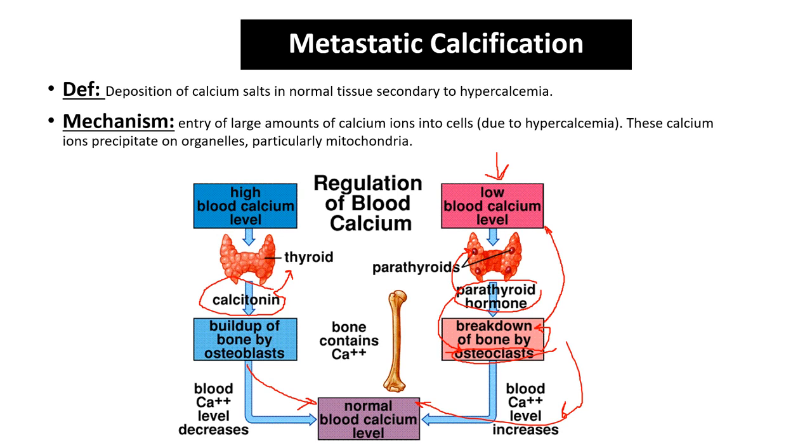So calcitonin takes care of high blood calcium level and returns it to normal by sending the calcium to the bone. Parathyroid hormone takes care of low calcium level by lysing or lysis of bone and getting calcium into circulation and leads to normal calcium level at the end.